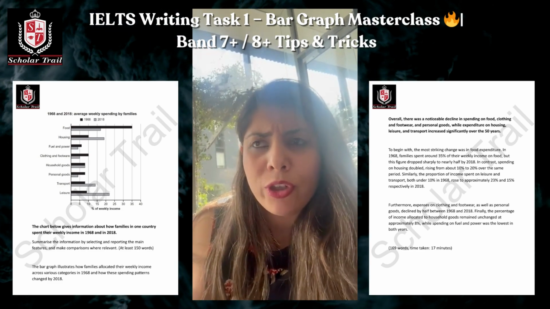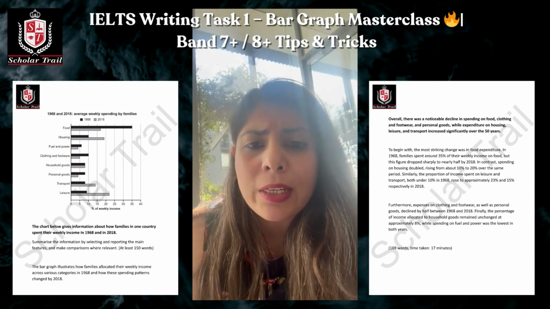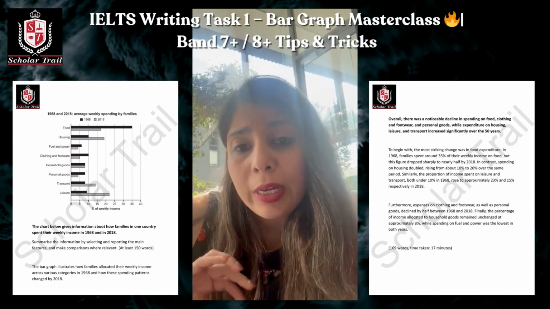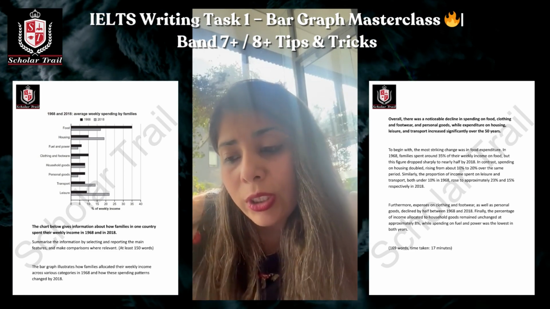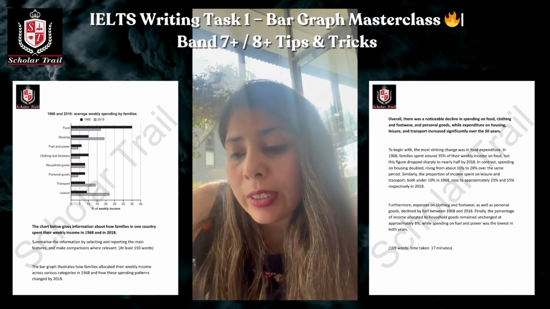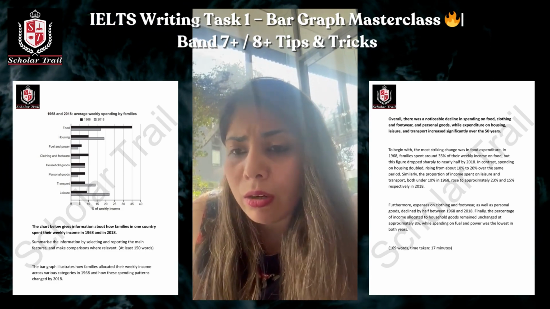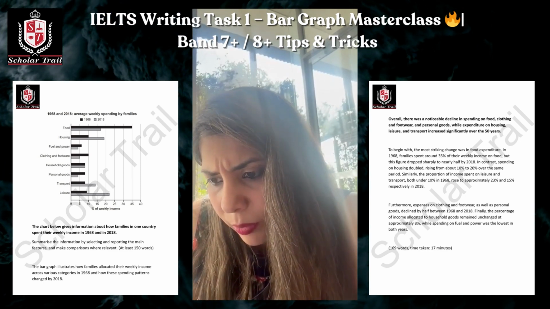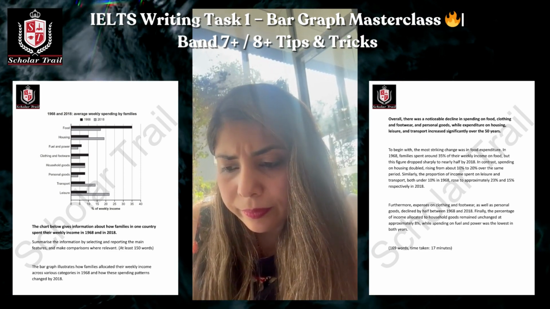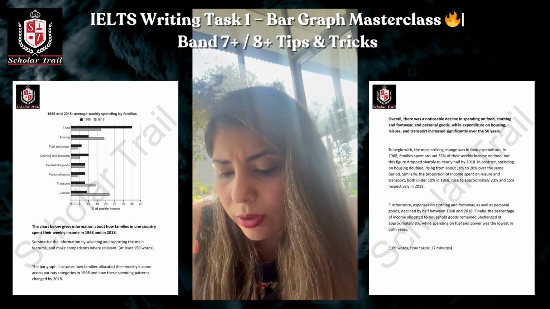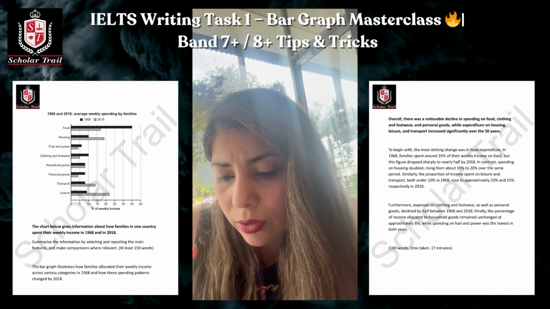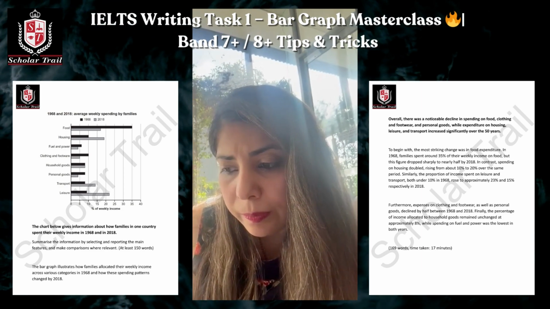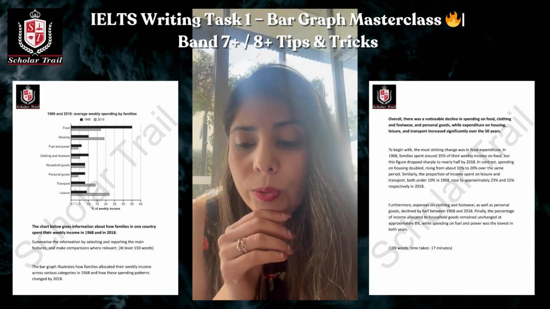So that is enough information that you can tell. There's no need to tell that it was 5% in this year. It was the lowest. You can simply say that the spending on fuel and power remained the lowest in both years, and the percentage of income allocated to household goods remained unchanged at approximately 8%. That's it. So now our graph's answer is complete, and that's what you're going to be writing in your real exam.